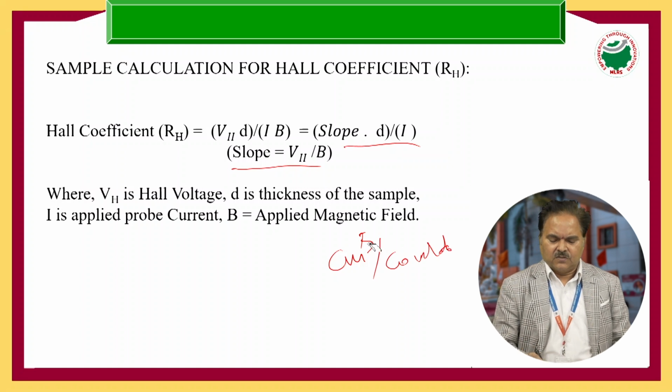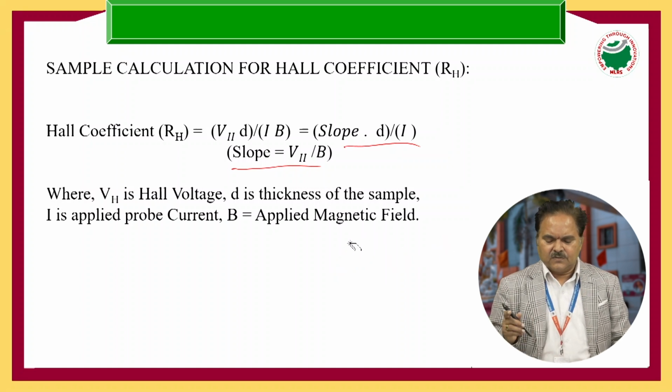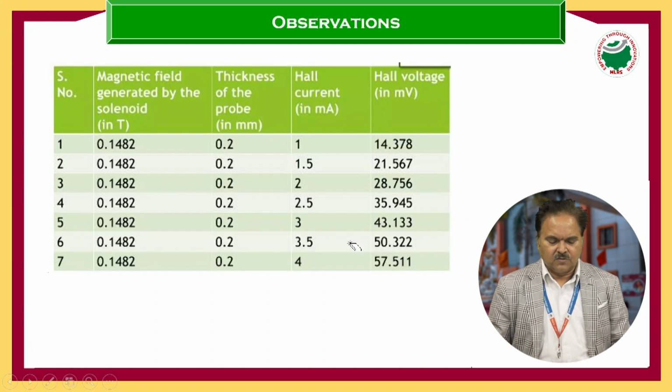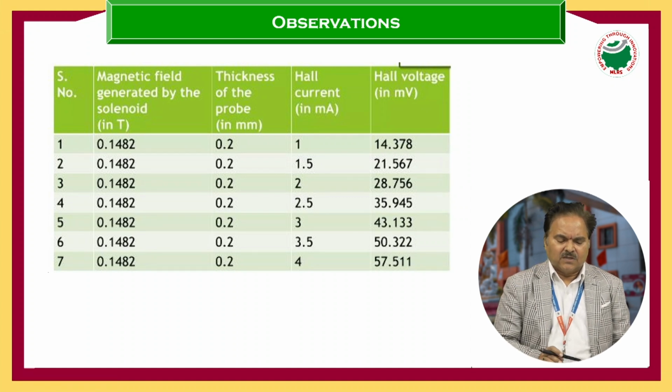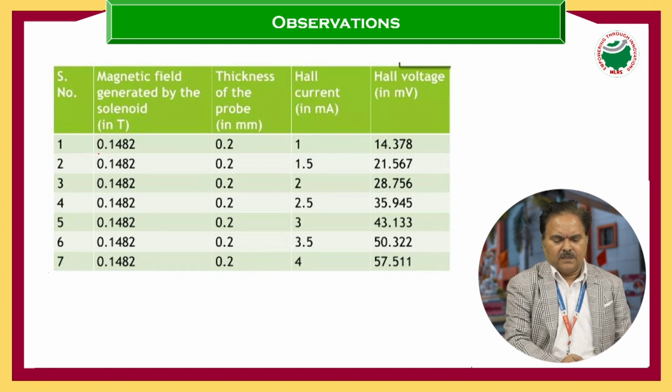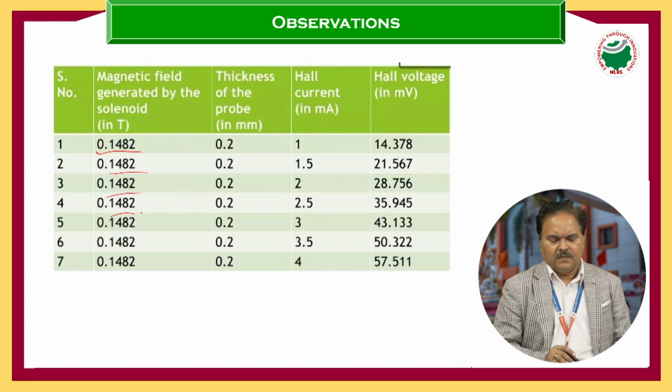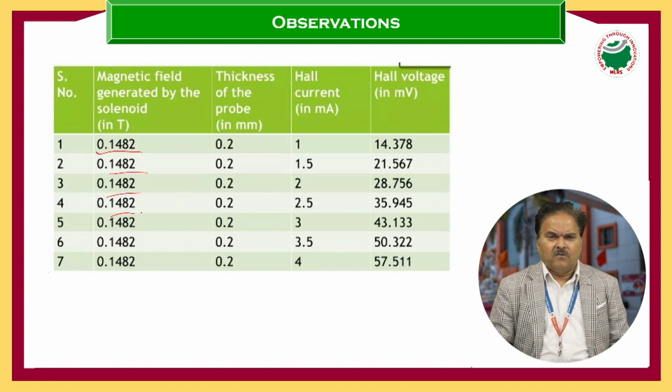So in that way we will draw the curves. How we can draw the curves, I will show you. You can see here there is a constant magnetic field, 0.1482 Tesla, or 1.4 kilogauss also we can say.